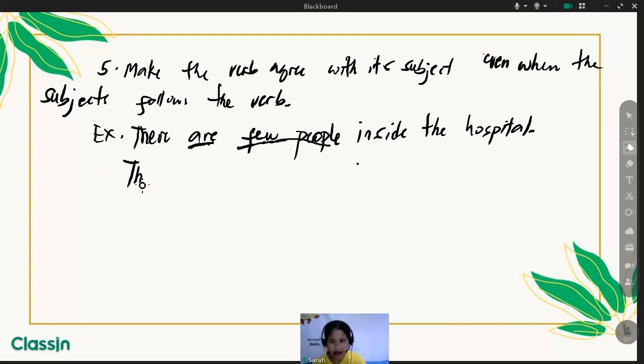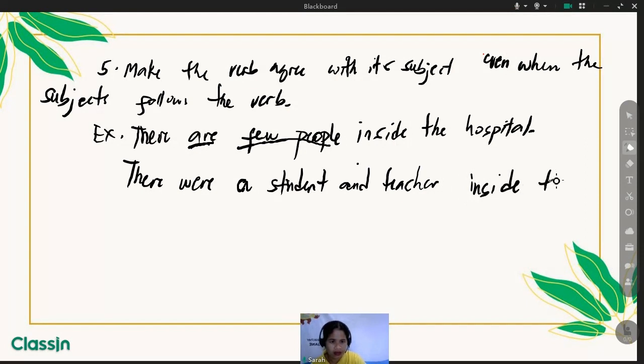Next, there were a student and teacher inside the school. Here you observe our subject is student and teacher. So this is plural, and we are going to use the verb were. Do not be confused, because this were is the plural form of the past tense, the plural form of are in the past tense.